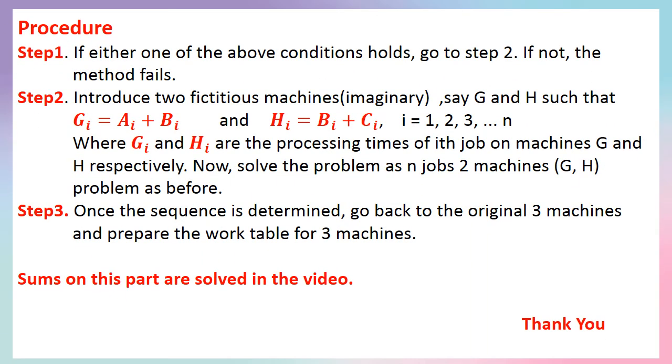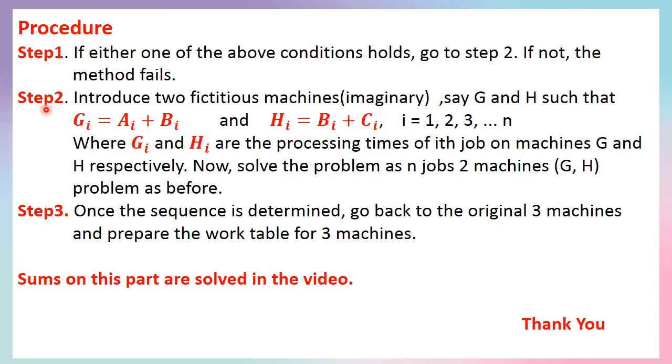Procedure for solving a 3-machine problem. Step 1. If either one of the above conditions holds, that is, minimum timing on machine A is greater than or equal to maximum timing of machine B, or minimum timing of machine C is greater than or equal to maximum timing of machine B. So, if any of the conditions holds, then we can go to step 2. If not, the method fails, so we have to discontinue the sequencing.